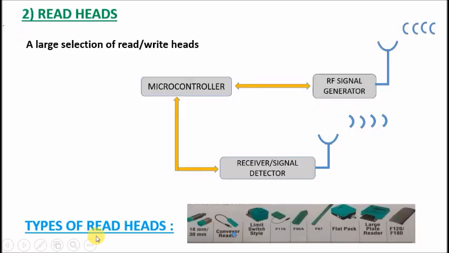Read heads actually have a microcontroller, an RF signal generator, and a receiver signal detector. So what happens is that when the RF signal generator generates the signal, it goes into the tags, and they in turn give a signal to the receiver or signal detector, which is processed by the microcontroller. You can see the different types of read heads available in the market.